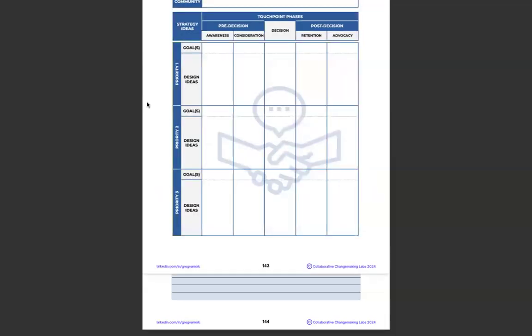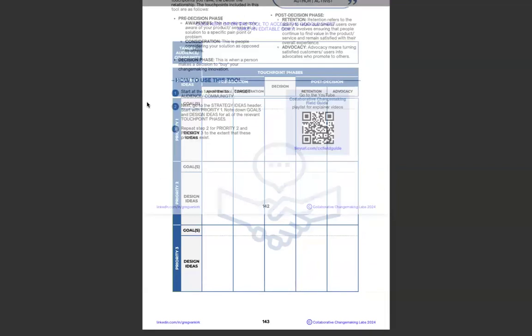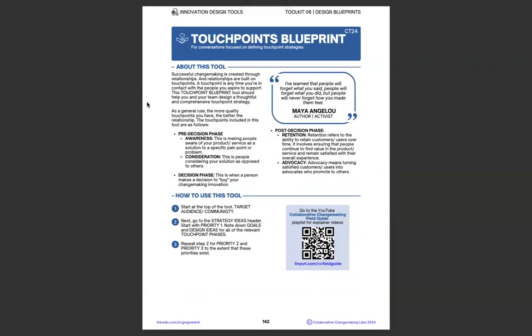All right, so hopefully you find this helpful. Great tool, I think, to really make you think through all of these things. And this is oftentimes where we miss in our innovations, is actually building out how we're going to get out there, how we're going to create touch points to build a relationship. So hopefully you find that helpful.